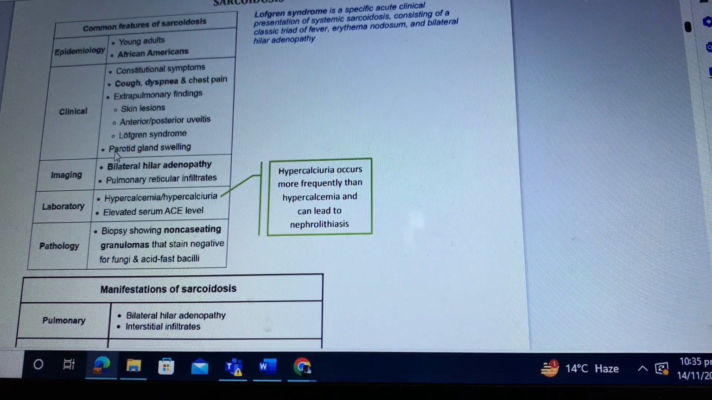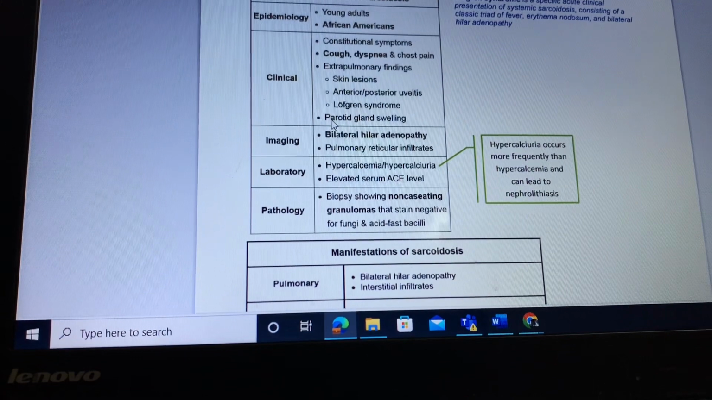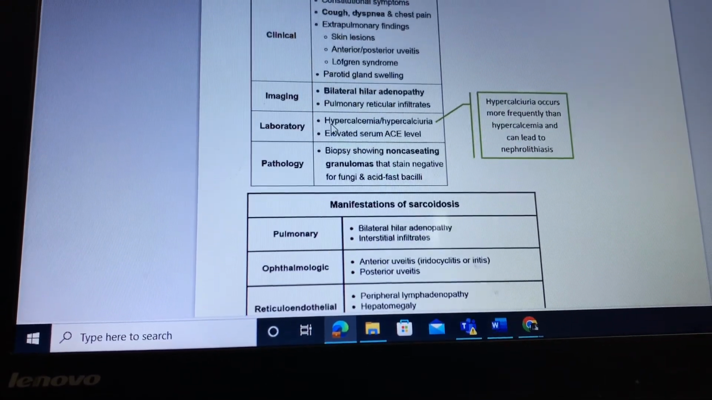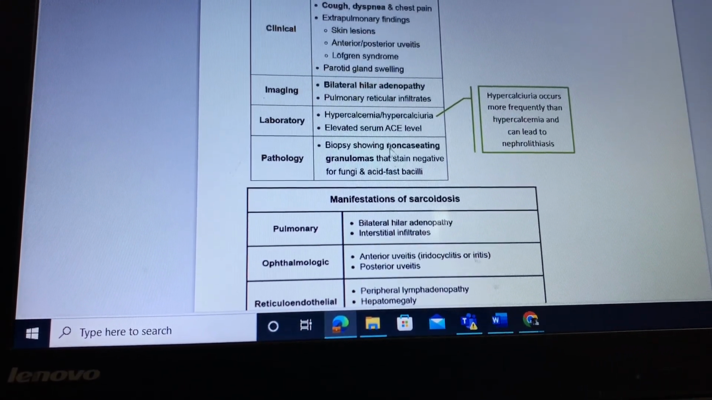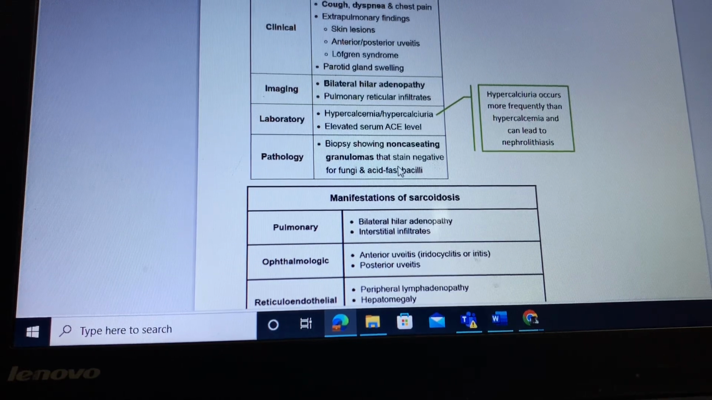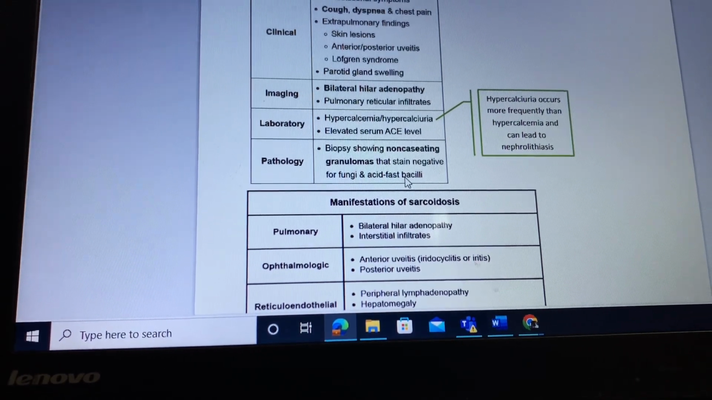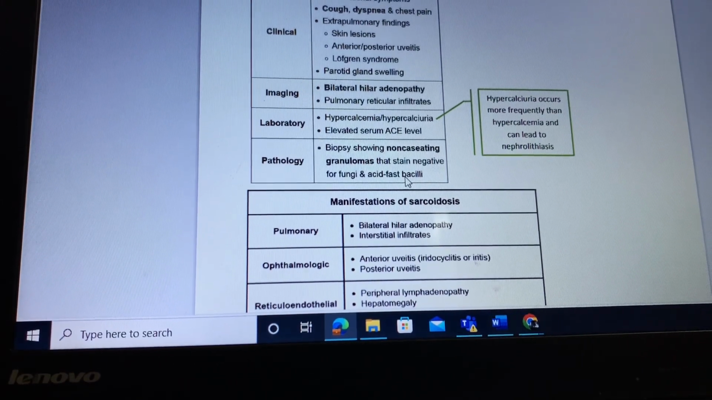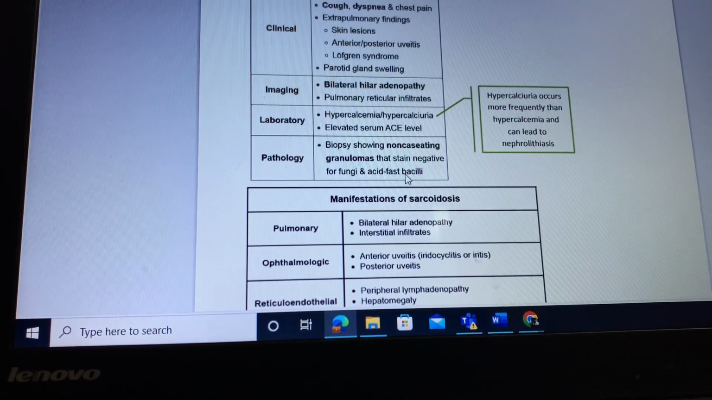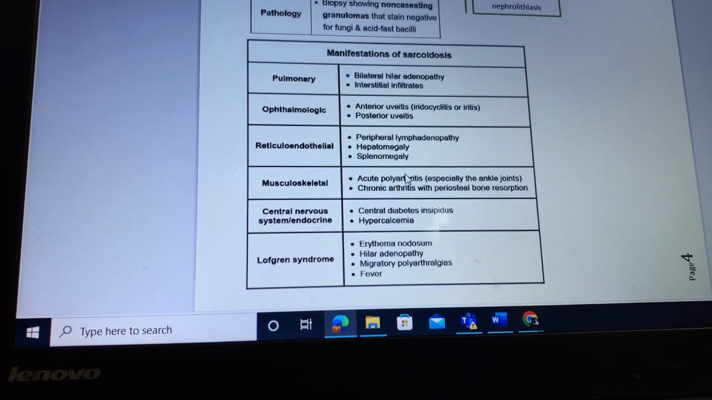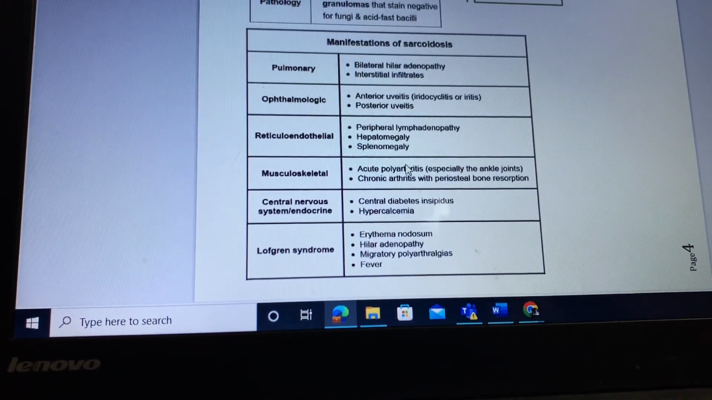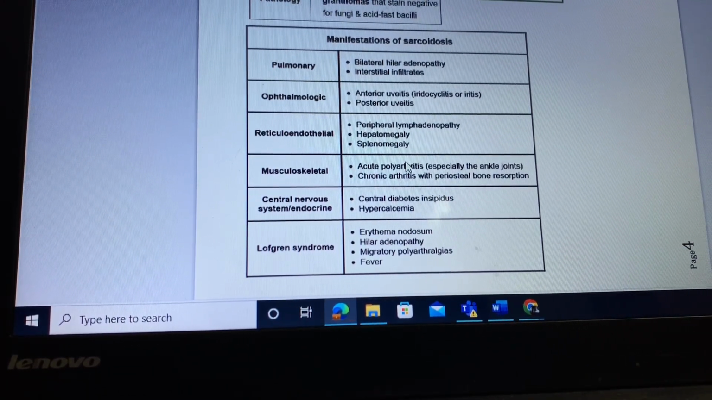In pathology findings, you're going to see non-caseating granulomas that stain negative for fungi and acid-fast bacilli. And where do you see caseating granulomas? In TB patients. Now, a quick review of manifestations of sarcoidosis. A patient with sarcoidosis has pulmonary findings: bilateral hilar adenopathy and interstitial infiltrates.